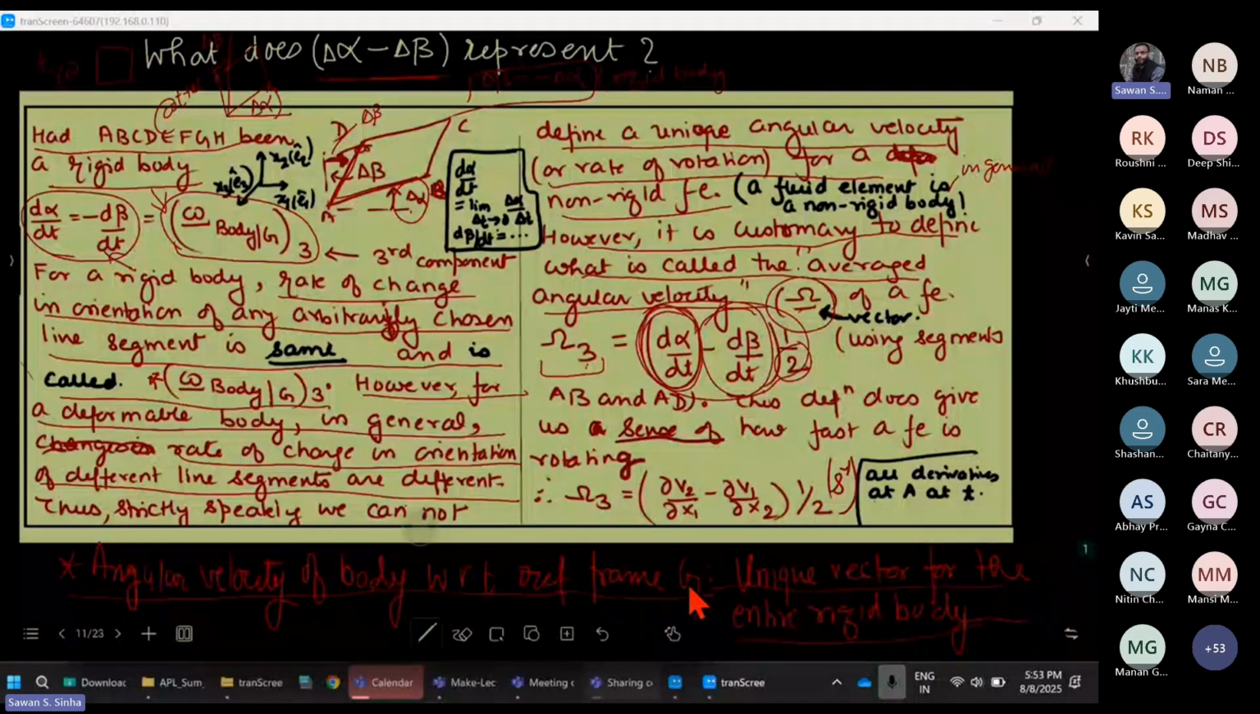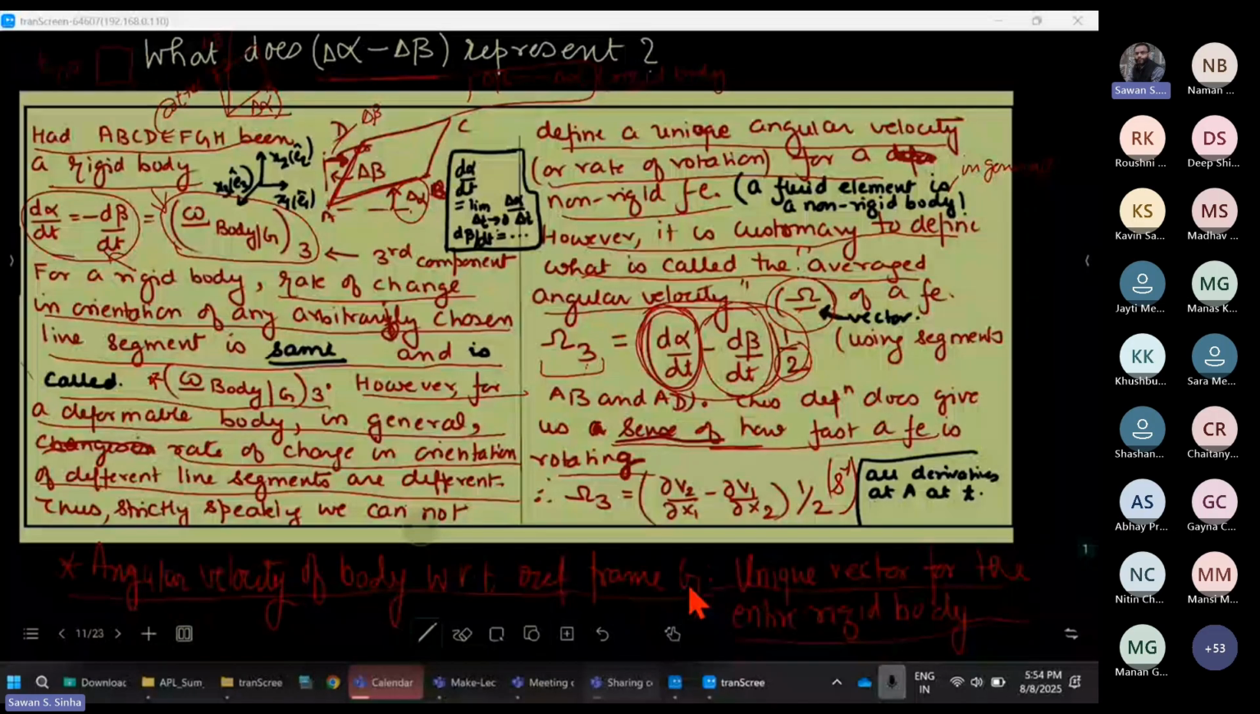So I have 3 students in my class. I want to find the average age of the students in my class. What do I do? I add the ages of the 3 students, divide by 3. That's what is being done here to define this average angular velocity. Average angular velocity is not the same as the angular velocity because it doesn't exist, but it does give us a sense of how fast a fluid element is rotating. It's not strictly the rate of rotation of the body, it's not defined, but it gives us a sense.